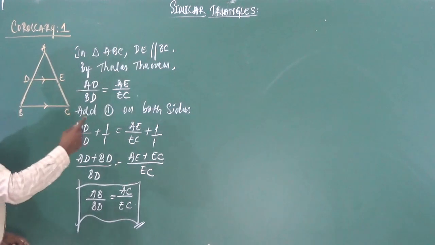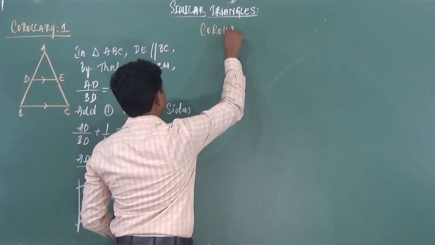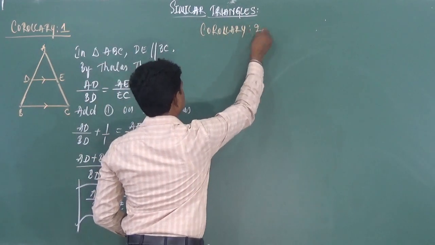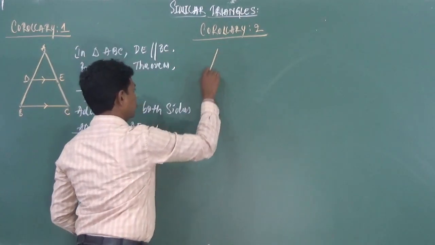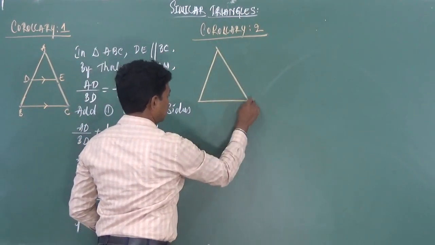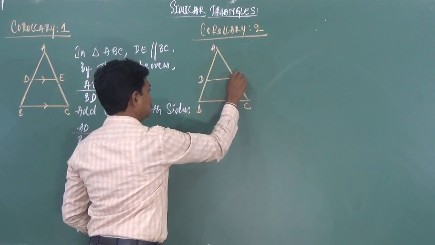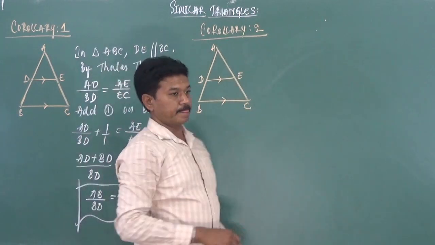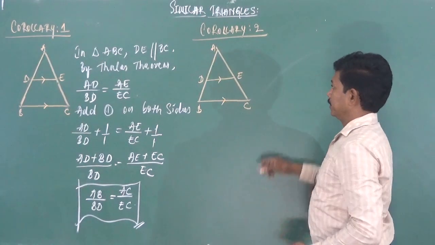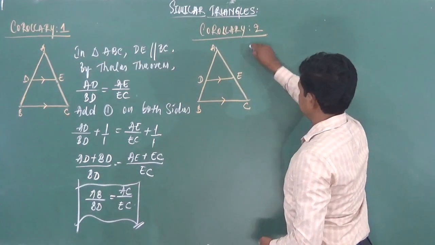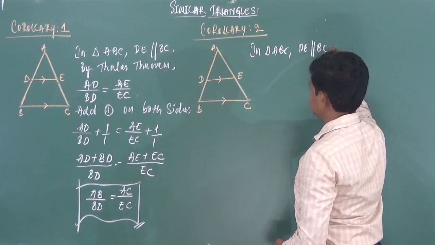So now we will go with corollary 2. So we will take the same triangle once again. We will take triangle ABC. We will draw DE parallel to BC. We will see the other possible truth which follows Thales theorem. So now in triangle ABC, DE is parallel to BC.